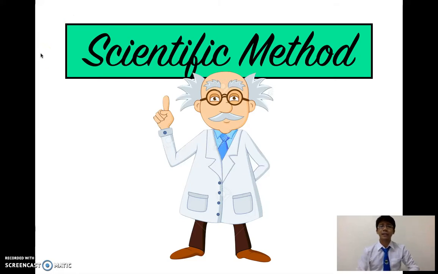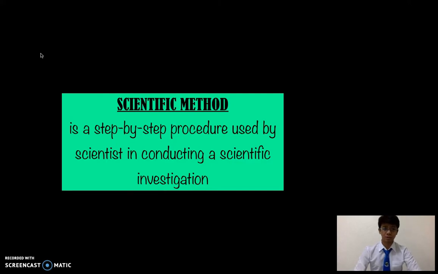What is your idea about scientific method? All right. So scientific method is said to be a step-by-step procedure used by scientists in conducting a scientific investigation. Now, scientists, when they are conducting an experiment, they have this specific step-by-step procedure being followed. Okay? And you might be wondering, like, why do they need to have this specific procedure?